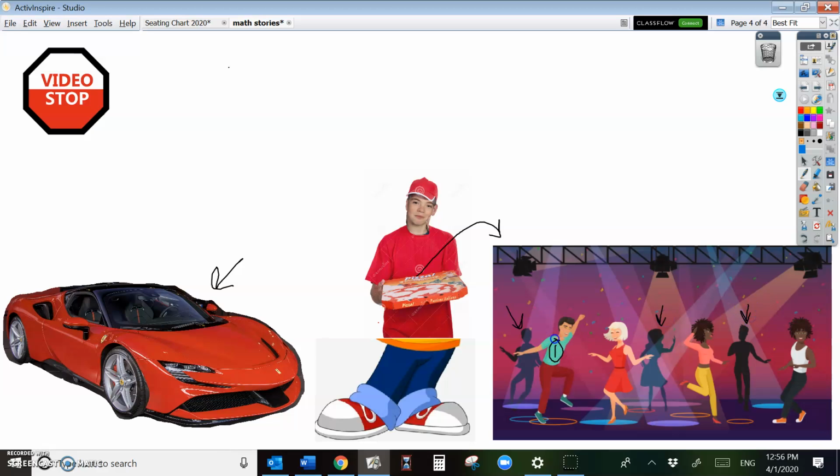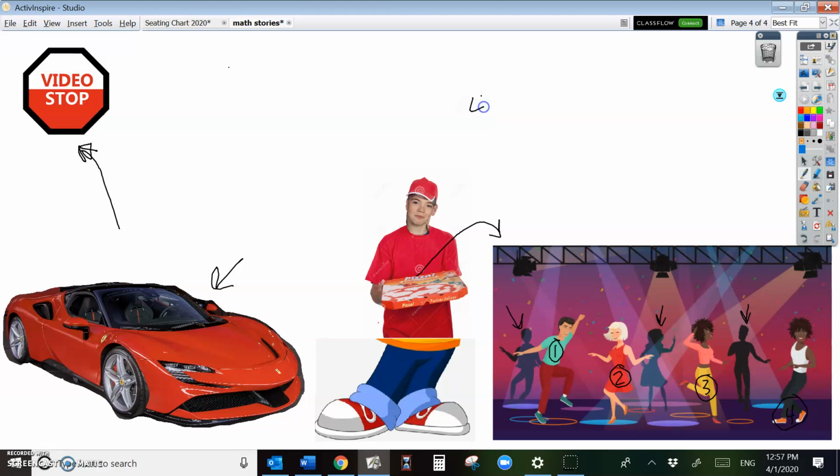So blue shirt guy gives a tip, red dress lady gives a tip, yellow pants lady gives a tip, and orange shoes guy gives a tip. So our job is to determine how much the tips are and how much he earned total for that delivery. So I'm going to ask you to stop the video in just a second and then work on the tip.